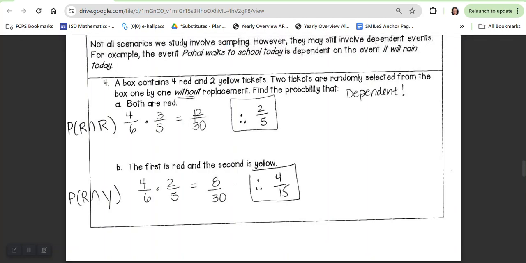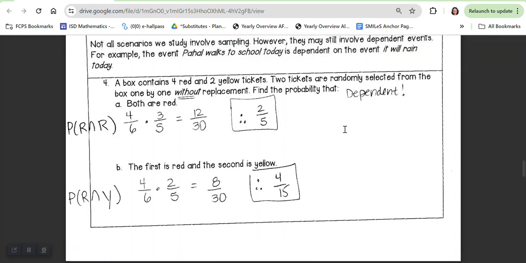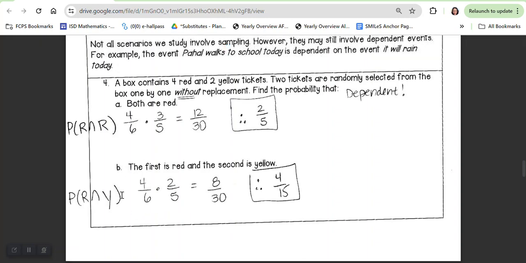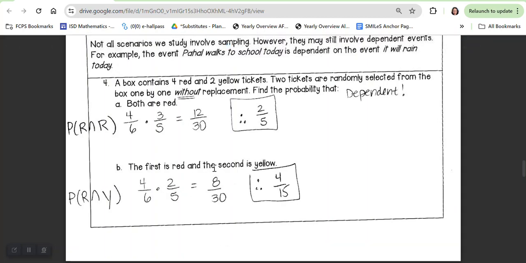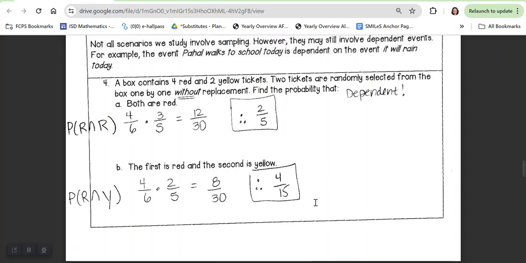Alright, why don't you pause the video and see if you can figure out the next one before you go over it. So the probability of red and yellow, first one red is still 4/6. We take out a red and we still have 2 yellow. However, we took out a red, so we have 2 plus 3, so we only have 5 tickets remaining. And then we'll simplify your final answer to 4/15.